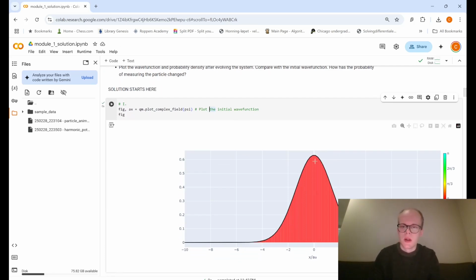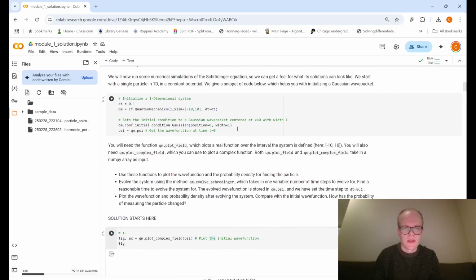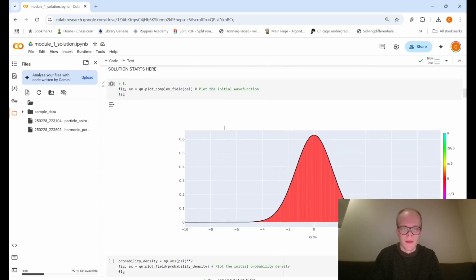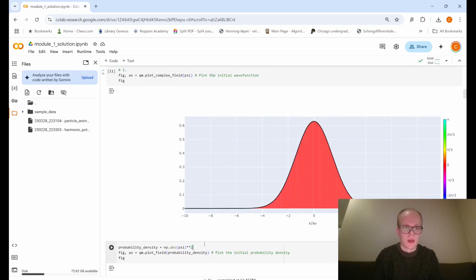All right, so it's centered at 0. It's this nice Gaussian curve as we initialized right here. The plot complex field function is quite nice because as we discussed before, we use this method of plotting a complex function where the absolute value is on the y-axis and the color encodes the phase information. So in this case, the phase information isn't all that interesting. It's all just constant phase of 0, so it's all just a positive Gaussian curve. All right, cool.